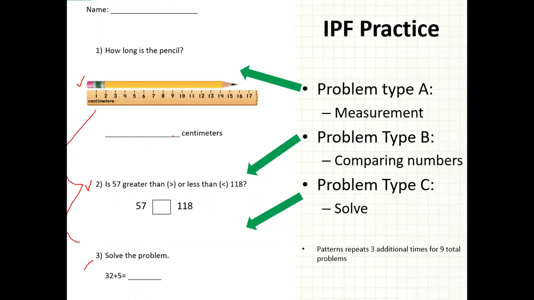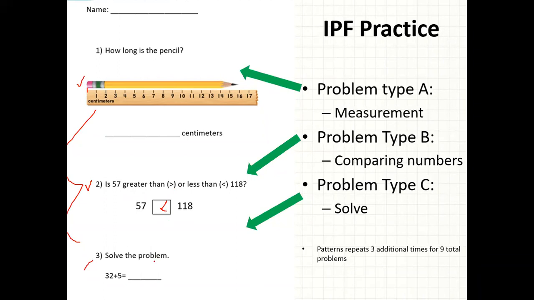So the kids have to think, okay, I got to measure. What am I supposed to measure? This is centimeters. Here's the beginning, a ruler 0, and they measure it. All right, then they go here and go, okay, whoa, this is not a measurement problem. What am I doing here? Oh, I got to compare these, which is bigger. Okay, so yeah, 118 is larger, so I got to use the right symbol.